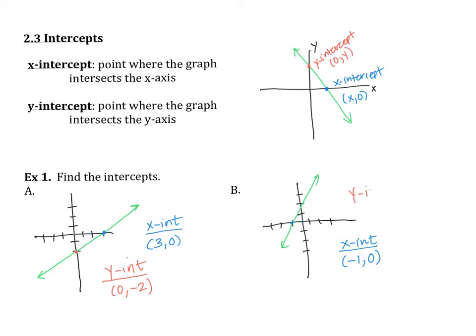Okay, for the y-intercept, it looks like it's about here if my sketch were a little better. The ordered pair for that, from the origin, I go to the side nothing, and I go up 2. So my y-intercept is 0, comma 2.